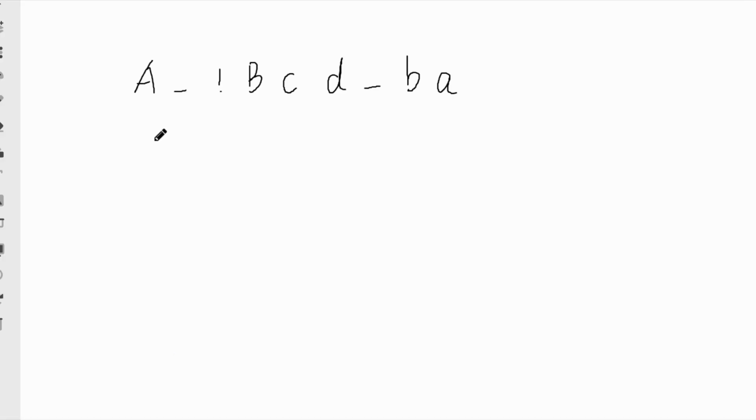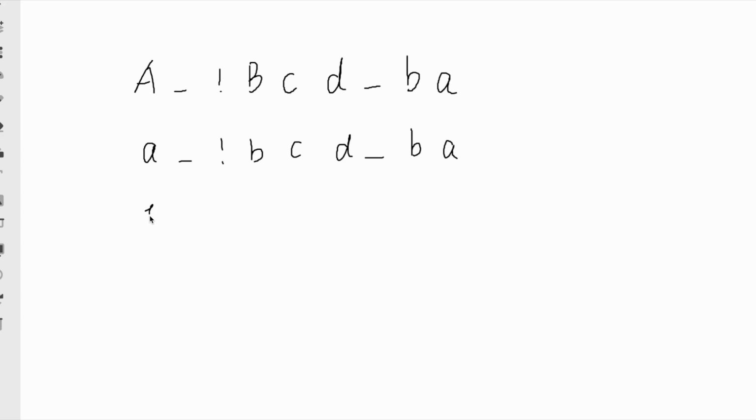Now, let's look at an example. We have a string with uppercase, lowercase, alphanumeric, and non-alphanumeric characters. Step 1 will be convert all of them to lowercase. Then that will be A underscore exclamation mark B C D underscore B A. Step 2 will be using two-pointer technique to compare the values.